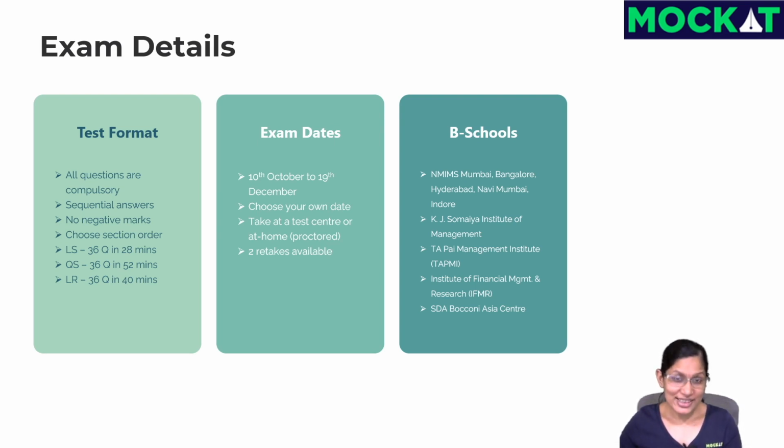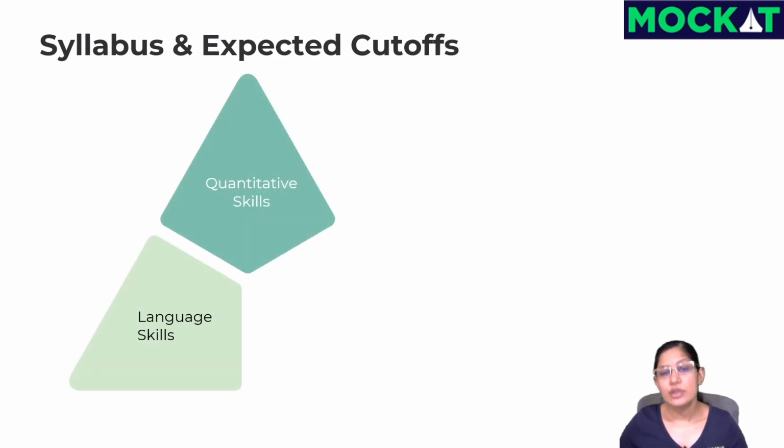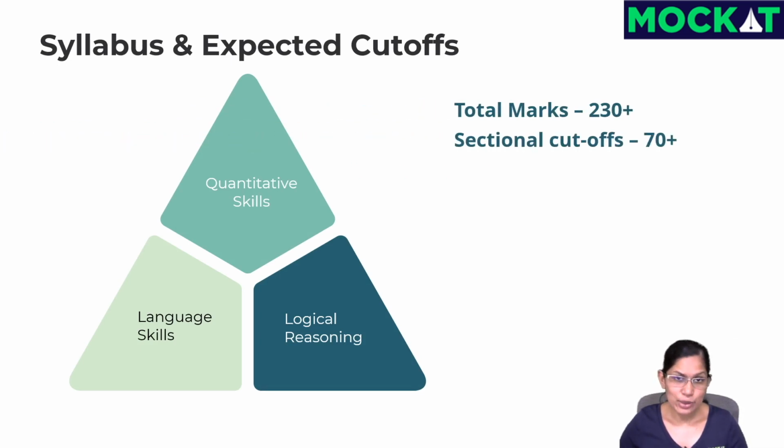So now that we've learned these facts, let's get more into what is the syllabus and what are the expected cutoffs. So the sections, as we've discussed, they're language skills, quantitative skills and logical reasoning.